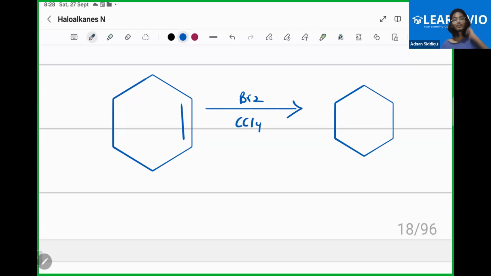Bromine will be formed on the ring. Not as a byproduct. I told you, whenever you are using a non-polar environment, this is basically the solvent. So the bromine will get attached across the double bond like this, and this double bond will be removed. The halogen will attach across the double bond.